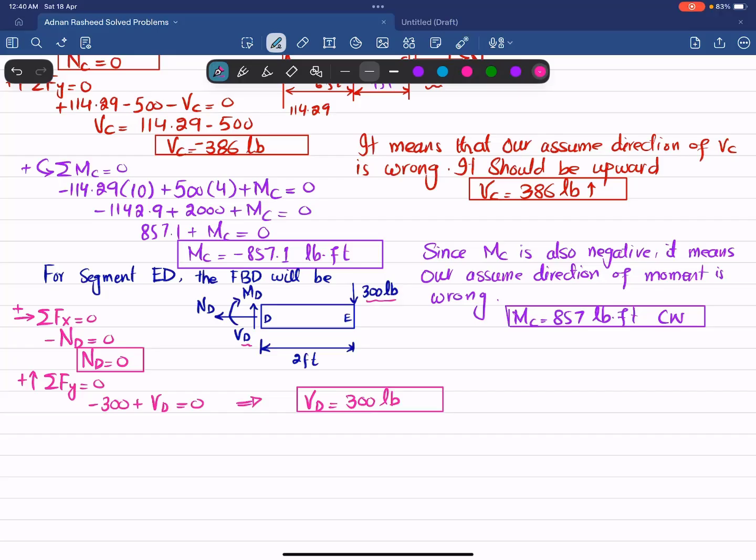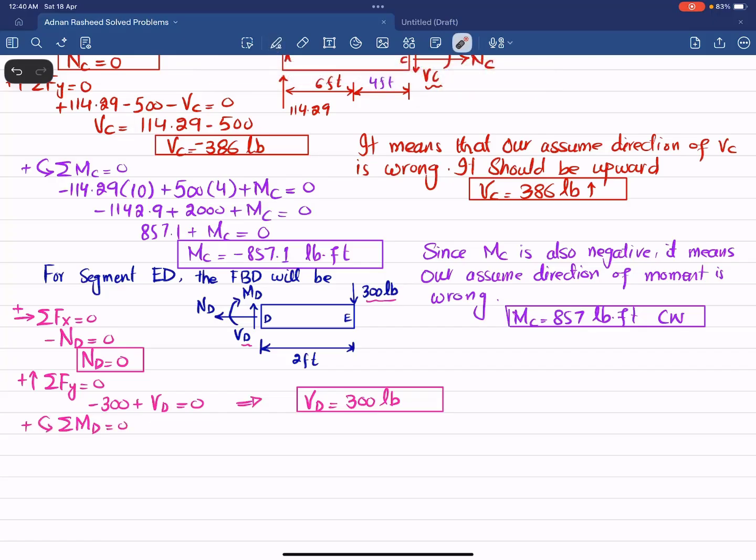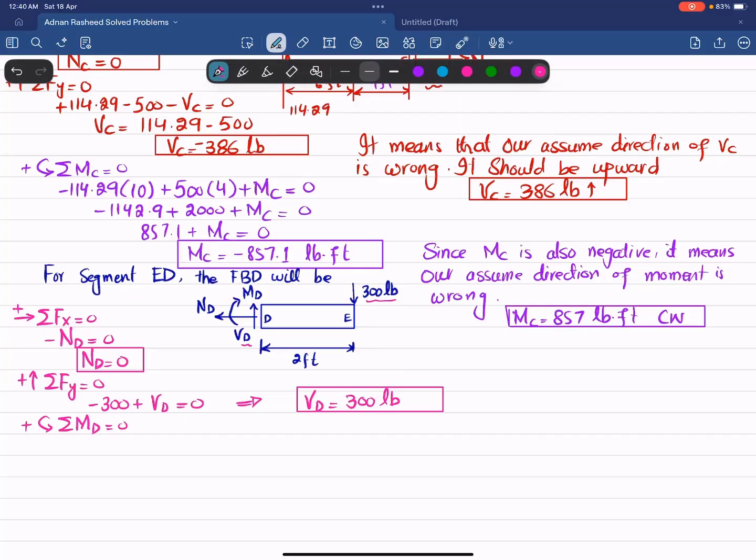Now the third point is that we will find this moment by using sum of all moments about point D is equal to 0 and taking the counterclockwise moment as positive. So about point D, this force is producing moment. So this force into perpendicular distance is producing clockwise moment, so it will be negative. So I can write minus 300 multiplied by 2. And this internal moment, which is MD, is also clockwise, so their sum must be equal to 0. So from here, you will get this MD will be equal to minus 600 pounds into feet.